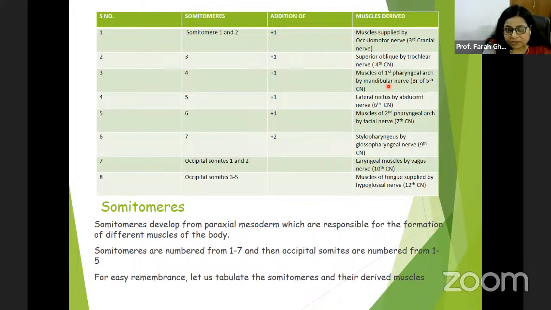Adding one more to the fifth somatomere, the sixth cranial nerve supplies the lateral rectus only. Then we have the sixth somatomere, again adding 1, muscles of the second pharyngeal arch, that is by the facial nerve. Excuse me, please.